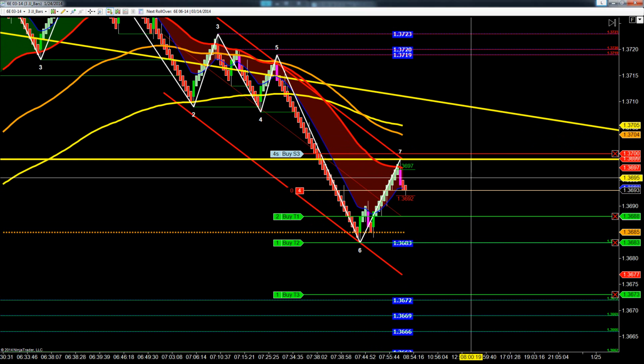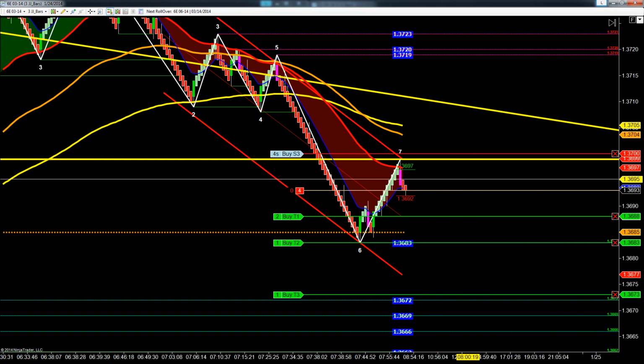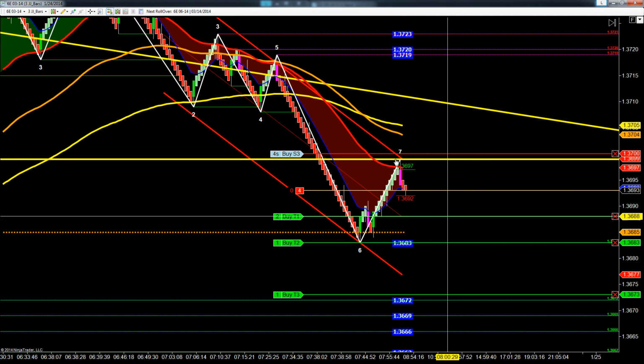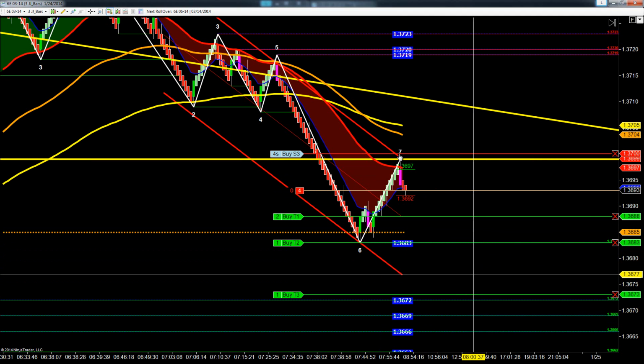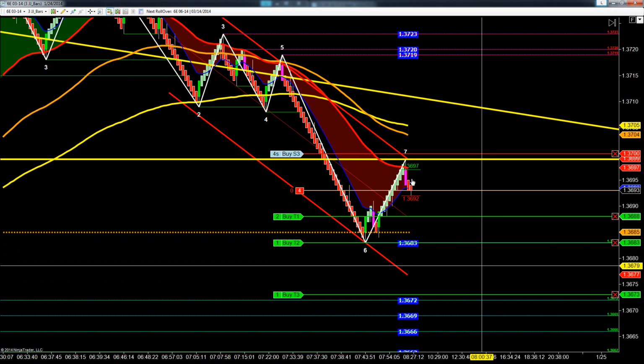Now what we're doing is looking for, we're already triggered in short at 36.93, looking at the first target at 36.88, second target at 36.83, and if we can get some legs on this trade and get it pushed to the downside, looking at 36.73 as well. So now that we're filled, we're just waiting to see what happens.